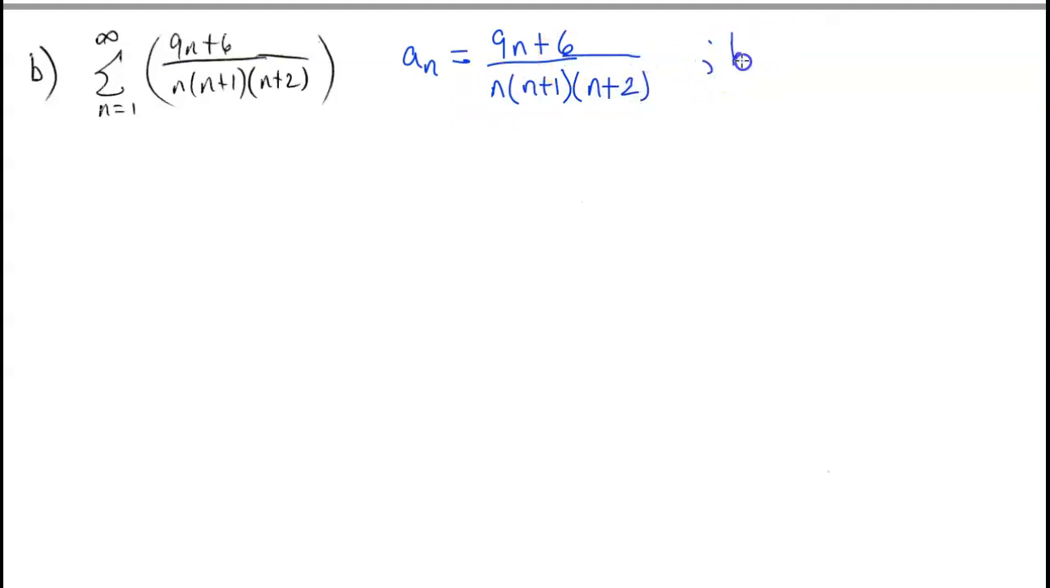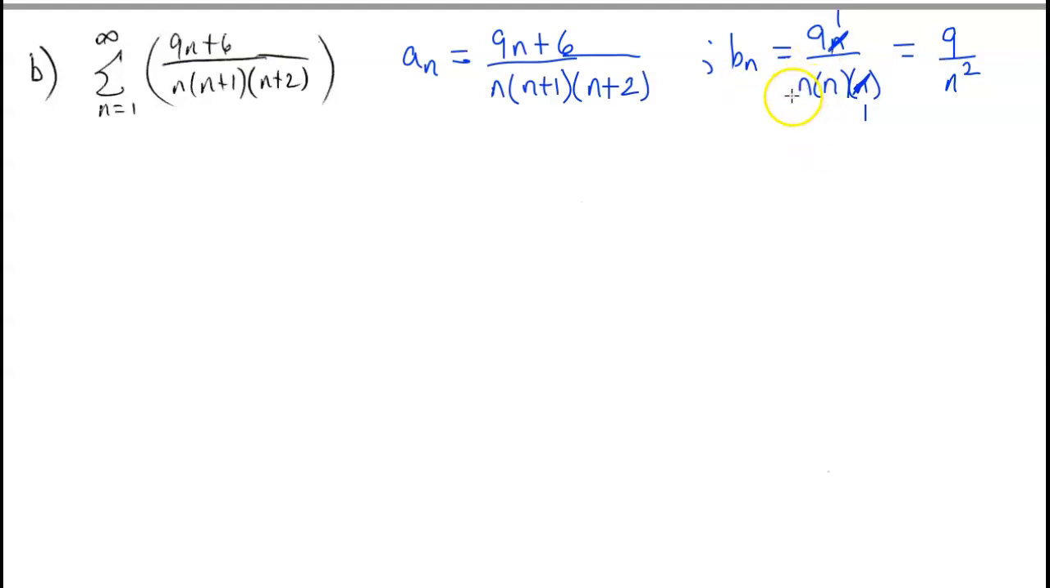And so for our b sub n, what we're going to do is chop off this +6, this +1, and this +2 here. Okay. So if we chop that off, we'll just have 9n over n times n times n, which of course will just be n cubed. And of course, one of these n's will reduce to 1 with the other. So what we'll have left here is 9 divided by n squared.